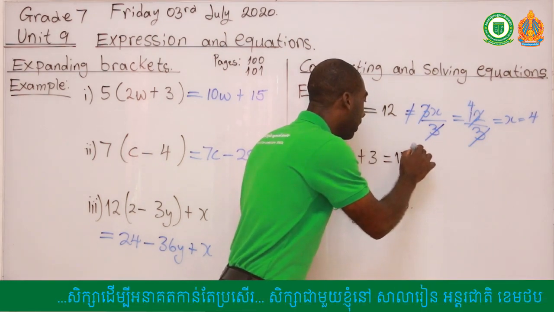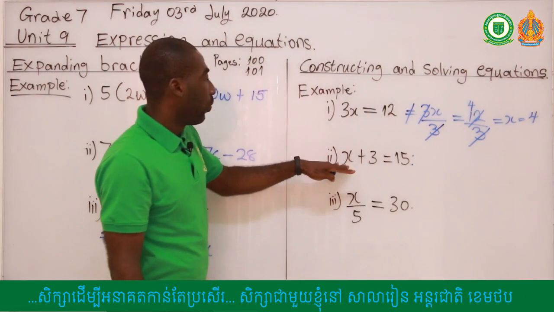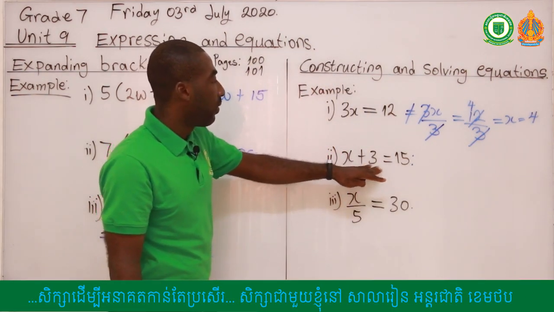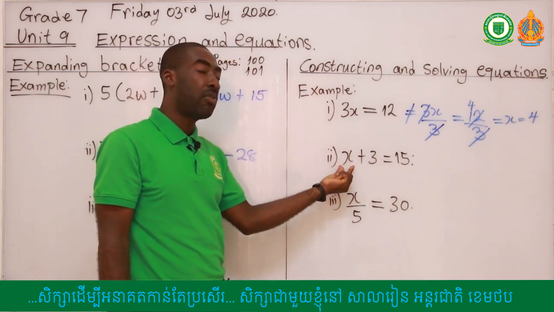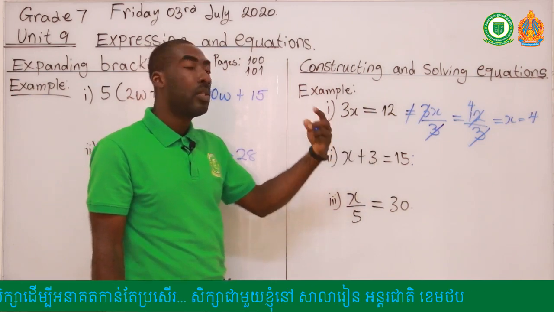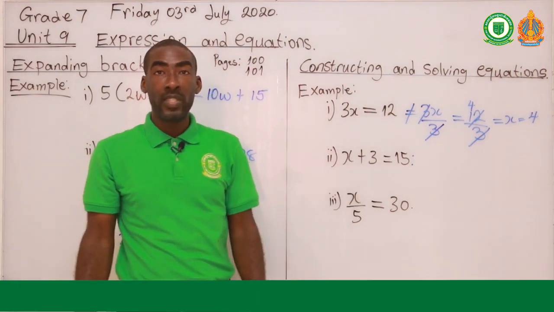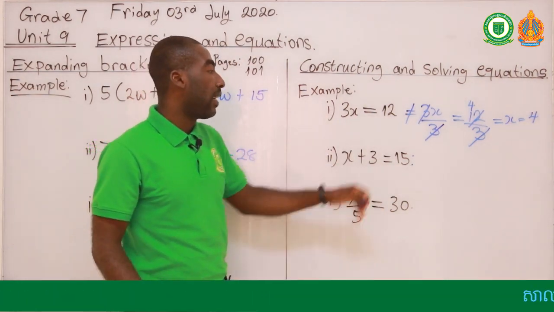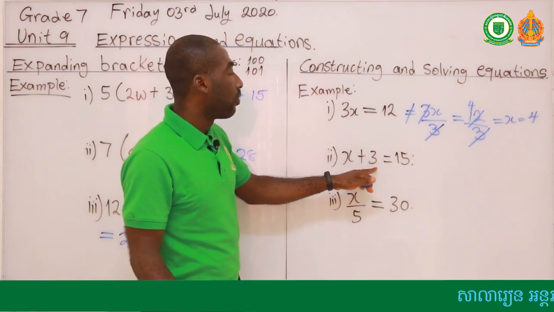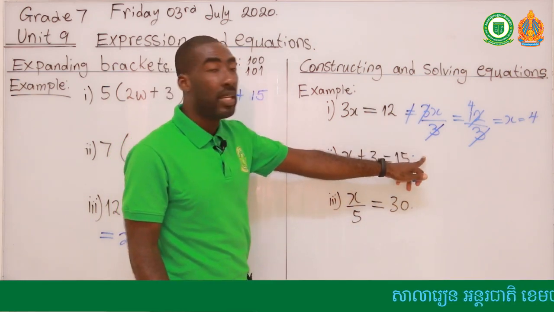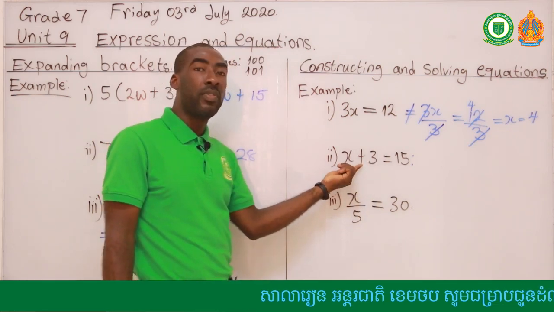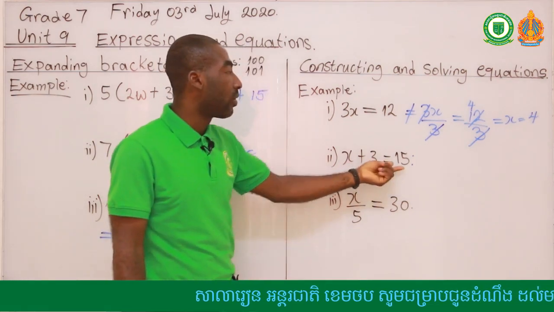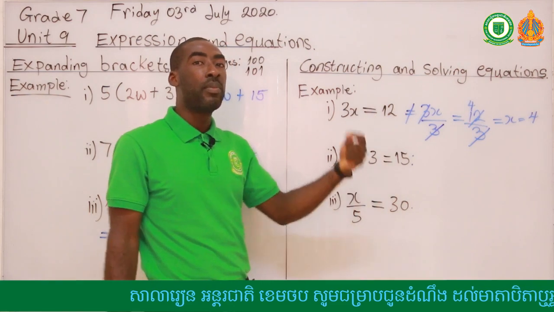So with the second one, we have x plus 3, which is equal to 15. That means there is a value here that x is representing. When you add 3, it's going to give you 15. To find this value, 3 has to cross the equal sign to the other side to go and join 15. 3 is a positive value here. So when it crosses the equal sign, it becomes negative.